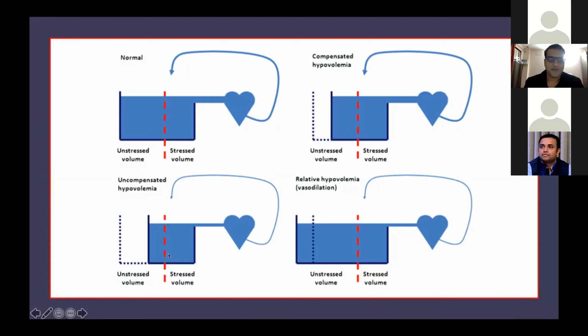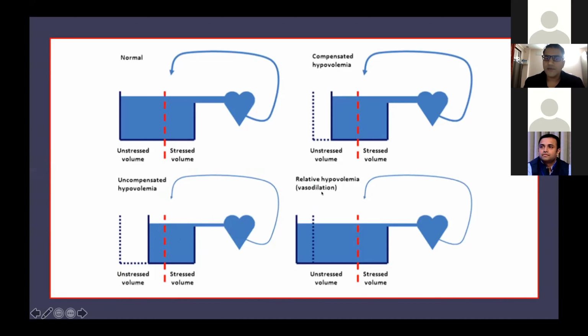Now, when the volume that is lost is increased to a greater extent, the unstressed volume decreases and tries to compensate with the stressed volume, but not to the extent needed to increase the cardiac preload and the cardiac output. So in cases of uncompensated hypovolemia, the unstressed volume tries to compensate, but there is no increase in the cardiac preload or the cardiac output.